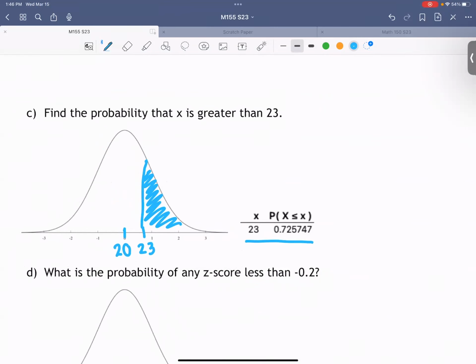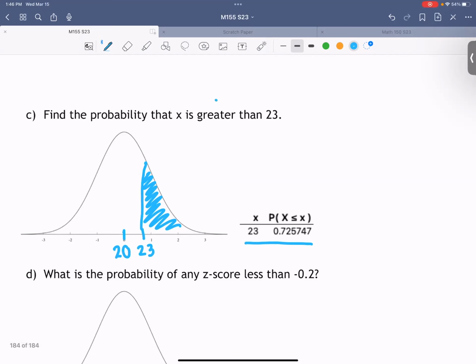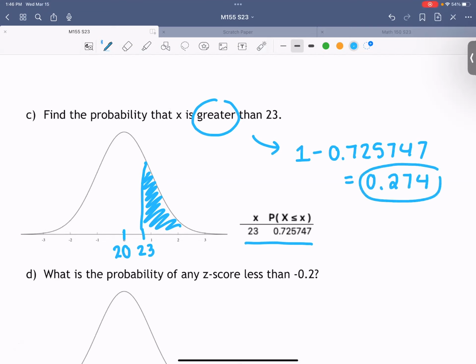Is that my final answer? What do I have to do to the 0.725? 1 minus, right? Whenever we have greater than questions, we always do 1 minus the probability, 1 minus 0.725747. When we subtract that from 1, we get 0.274. And that is our final answer. All right. Any questions on part C?